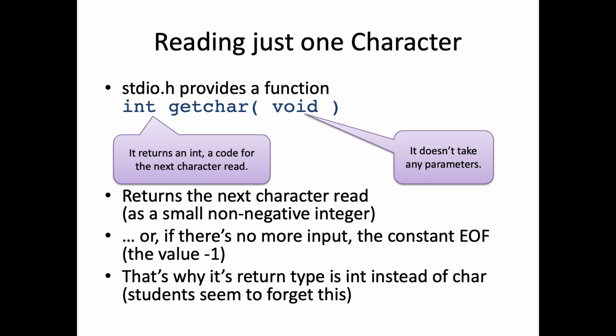So when you call getchar, you just give it empty parentheses, you don't pass anything to it, and it returns a numeric code for whatever next character it reads. That's this integer return value out at the front. The integer is, again, the numeric code for whatever you read. Just like in Java, every character has a numeric code that stands for that character.